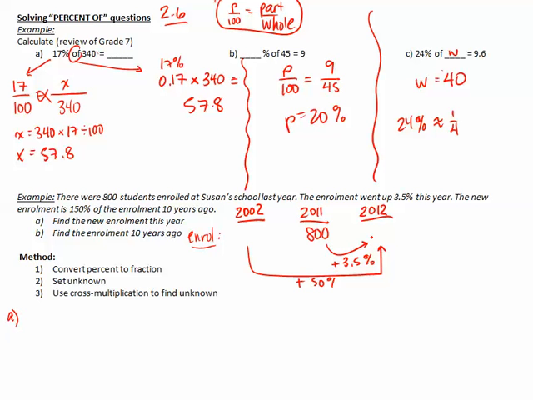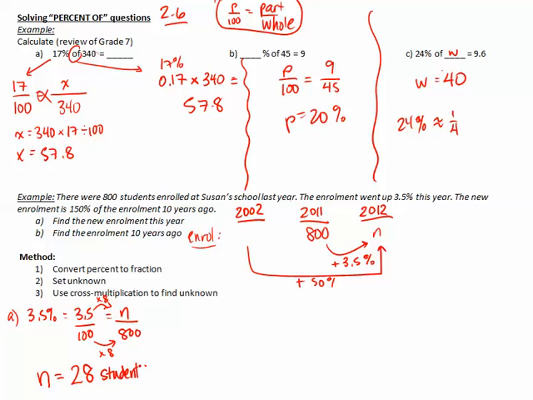First of all, we can compare this year's to last year's because of this 3.5%. So all I need to do is find what is 3.5% of 800 and then add that to the 800 to find out what is the current enrollment. So 3.5% is the same thing as 3.5 over 100. And now I'm going to compare that to a total of 800, and I'll leave that as n. I can either use scale factors, so times 8 on the top and on the bottom, or I can use cross multiplication. And so then I find out my unknown n is 28 students.